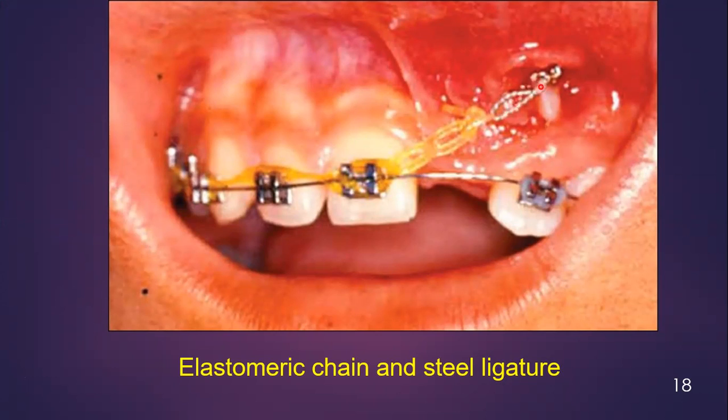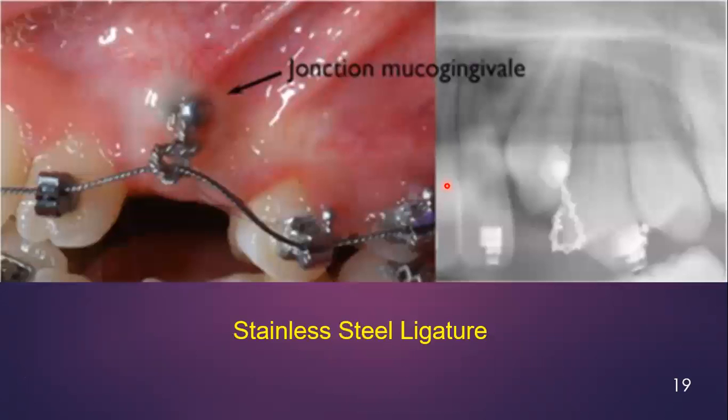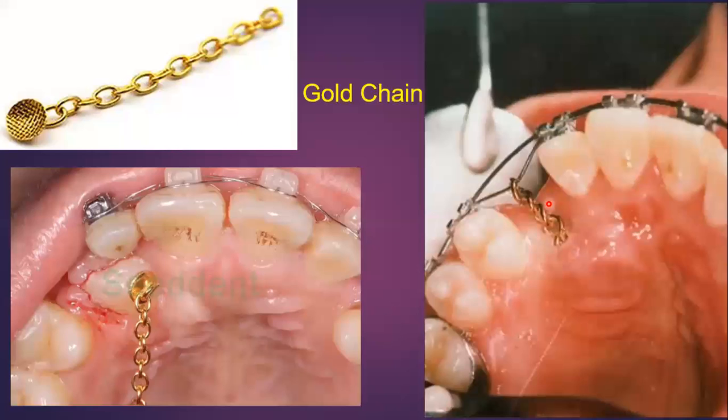Here you can see elastomeric chain, and here is elastomeric chain and a stainless steel ligature. This ligature is attached with the attachment over the canine tooth, and you can see an elastomeric chain now with the main arch wire. Stainless steel ligature can also be used. Here you can see a stainless steel ligature attaching with the main wire. Here it is attached with the attachment.